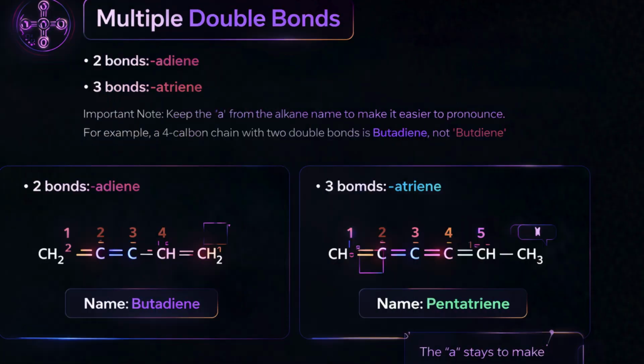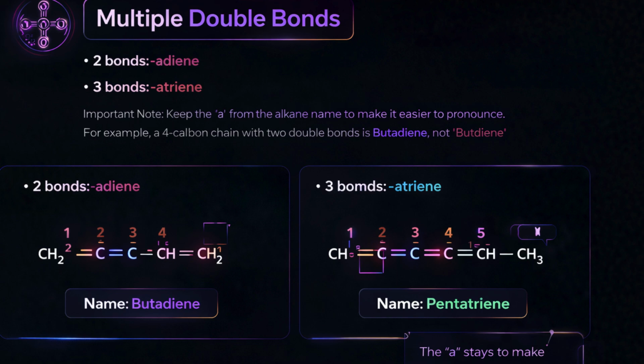Let's understand how to name organic compounds that contain multiple double bonds, a very important concept in IUPAC nomenclature. First, focus on the title, multiple double bonds. This tells us we are dealing with compounds that have more than one carbon-carbon double bond. Now, here's the key rule.